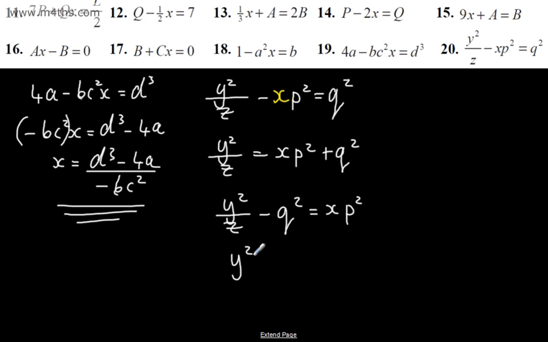So y squared divided by z minus q squared divided now by the p squared is going to be equal to x. Whatever you do here, don't be tempted just to say I'm going to square root each of these terms. It's not going to work like that. That would be breaking maths. So x is equal to y squared over z minus q squared all over p squared.